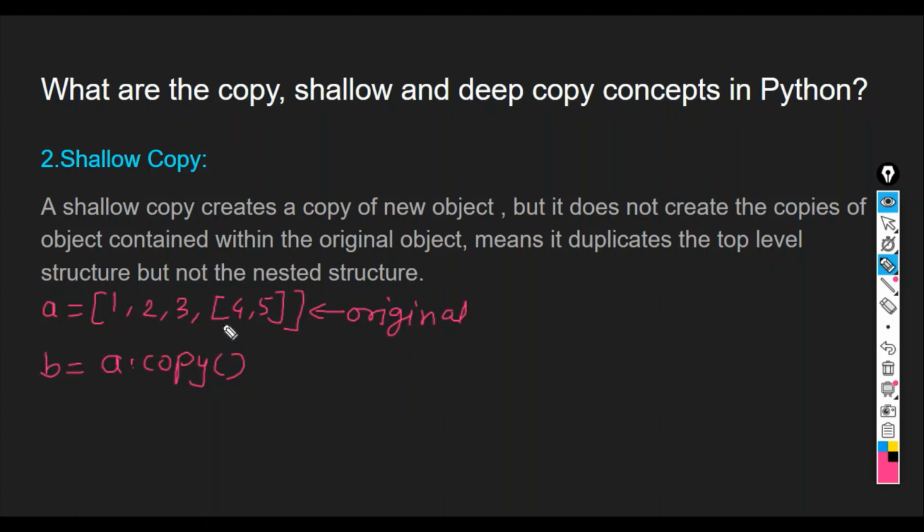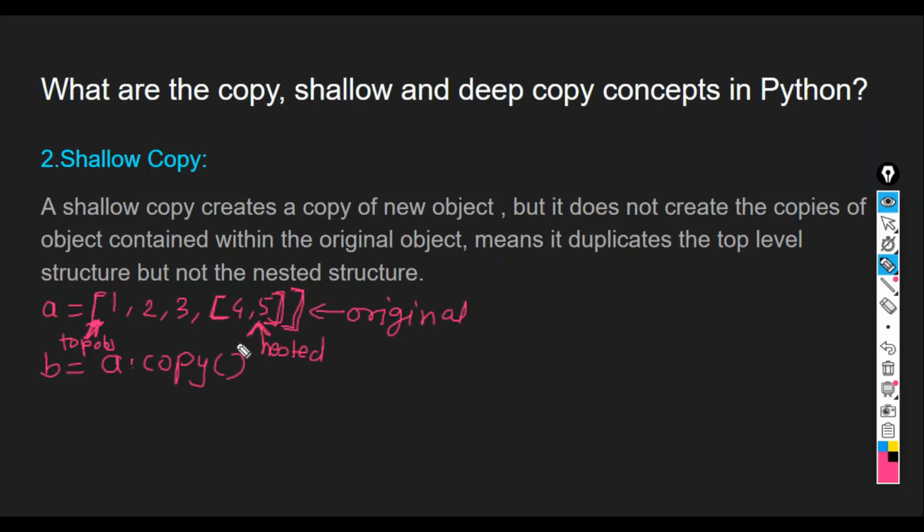So which object is contained within the original object? This is your original, means this is your top level object, and this is your top level list, and inside this list there is one more object, that is one more list, right? So a nested list is there. So this is your top level object and this is your nested object. So this shallow copy will create a copy of this top level object, but it will not create a copy of this nested object.